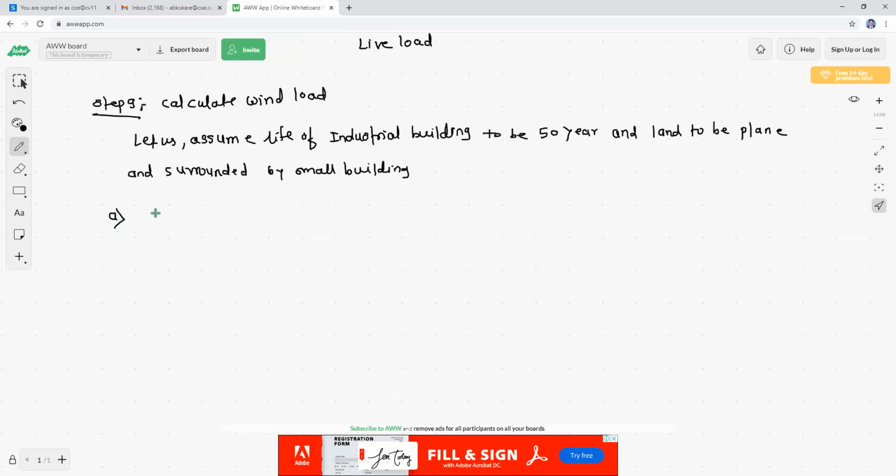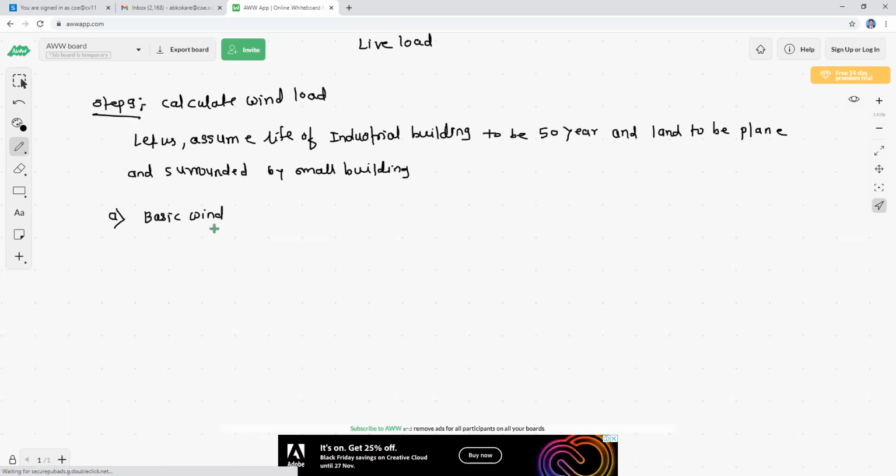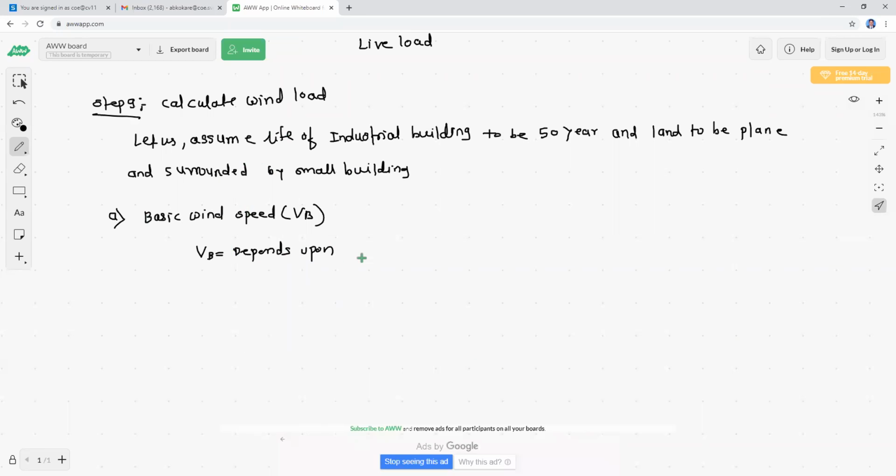Now we have to calculate first the basic wind speed. We have seen this at the time of load calculation, types of load we have seen. Before this lecture, we have seen the types of load. In that, we have seen dead load, live load, and wind load. So first, we have to calculate basic wind speed, that is VB. So how to calculate VB? So VB is equal to, that depends on, write down, depends upon. So this part is very important for MCQ examination. Whatever I am writing now here in wind load calculation is very important for MCQ examination, because one MCQ is every time asked on this wind load calculation.